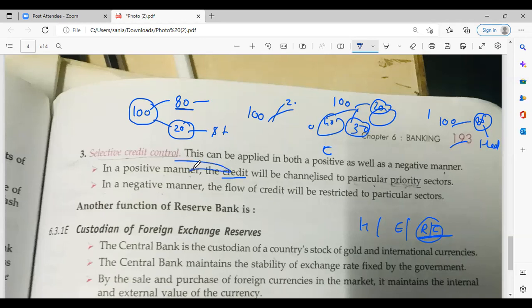Okay, so basically in positive manner I'll be giving loan to any particular sector, but in negative manner I'll be saying that to this sector I won't be giving loan. I am restricting the credit to a particular sector. So this is how I control the credit, by giving money to some sectors and by not giving money to some sectors. Positive manner means I'm giving, negative manner means I'm not giving. Okay, I hope it's clear now. Yes, ma'am, it's clear. Okay, others you can write it down.